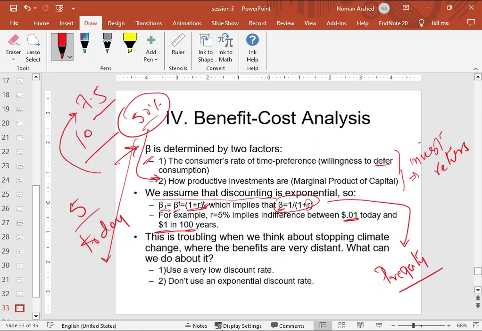यानी इसने कहा अगर 5% इंटरेस्ट रेट हो, आर हो, तो 5% आर का मतलब है कि आपको अगर $0.01 आज मिल रहा हो, तो वो किस चीज के इक्वल है? 100 साल बाद $1 के. ठीक है, तो दिस इज द कैलकुलेशन. हाउ ही कैलकुलेटेड? So you can put the value of R here and have a look what is the answer. ठीक है, this is troubling when we think about stopping climate change. ठीक है, where the benefits are very distant and what we do about it.